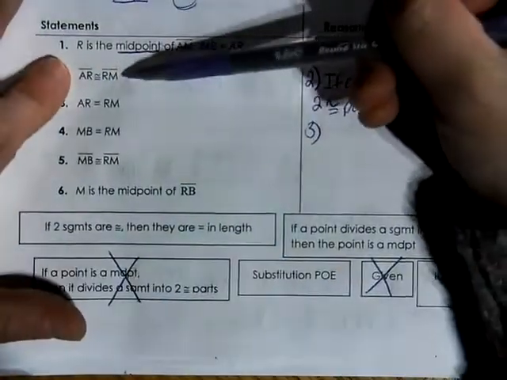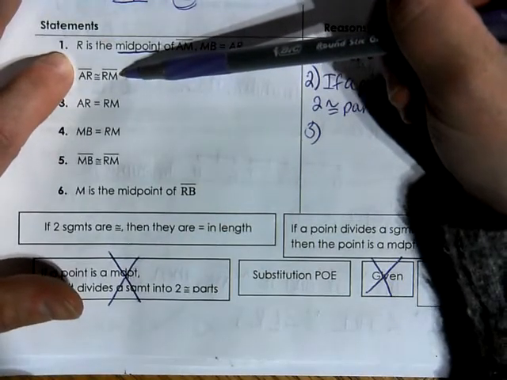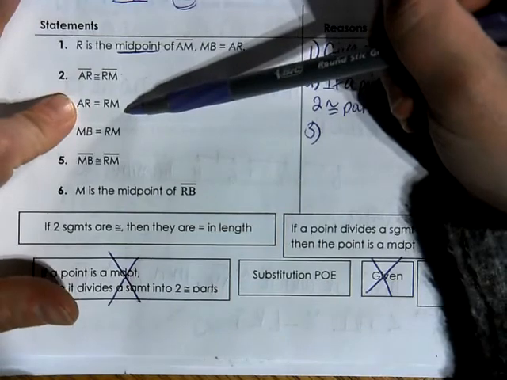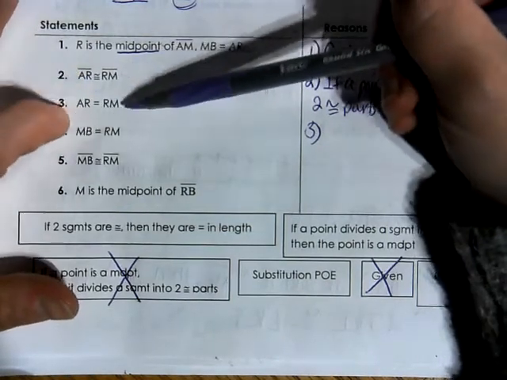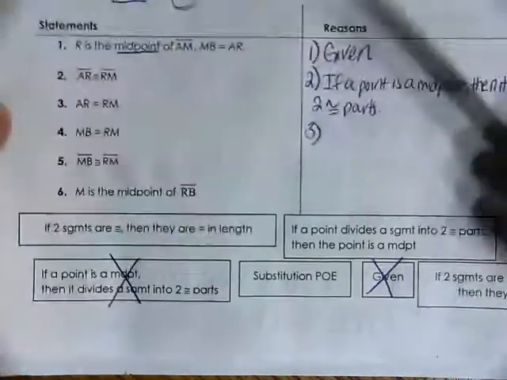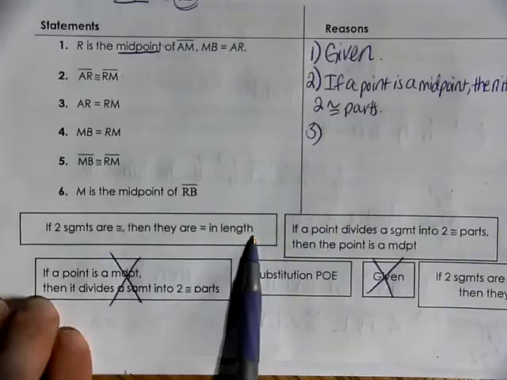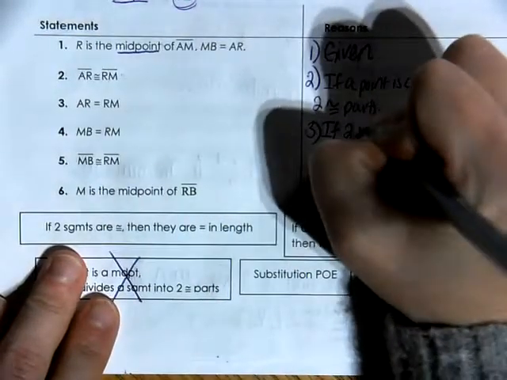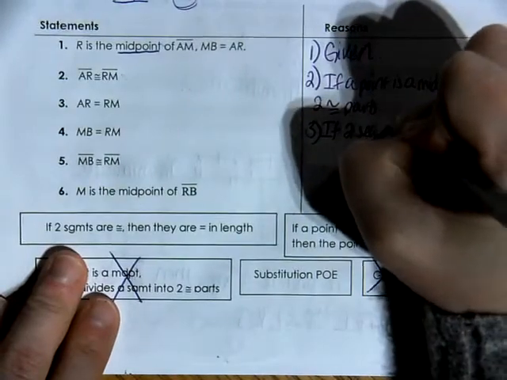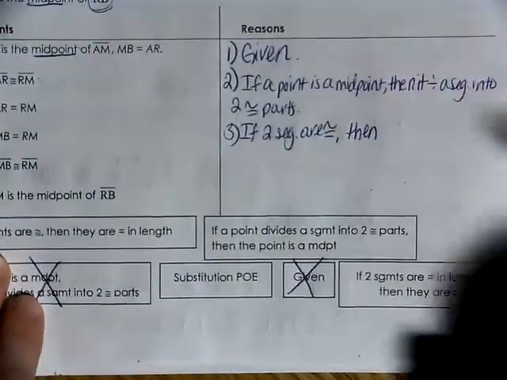Statement 3. We have segment AR is congruent to segment RM, and now we have AR equals RM. So we went from congruent to equal. So if two segments are congruent, then they are equal in length. That's what we are going to write down. If two segments are congruent, then they are equal in length.